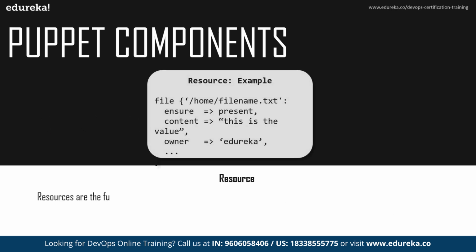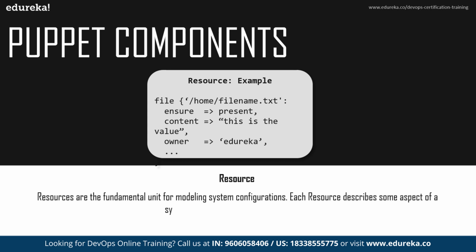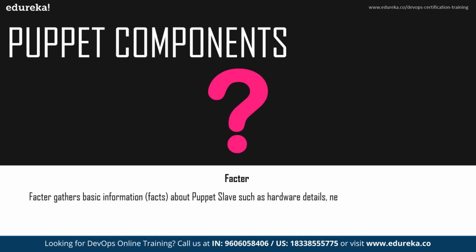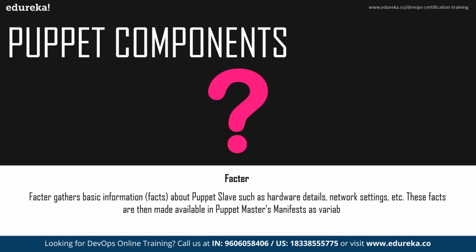Now, resources are the fundamental unit for modeling system configuration. Each resource describes some aspect of a system, like a specific service or a package. Next, you have a Facter, which gathers basic information or facts about a Puppet slave, such as hardware details, network settings, operating system type and version, IP addresses, MAC addresses, SSH keys, and more. These facts are then made available in the Puppet Master's manifest as variables.